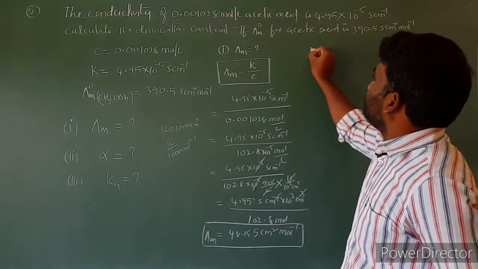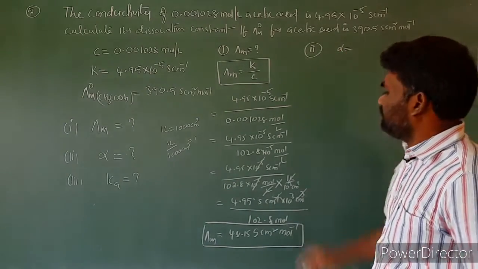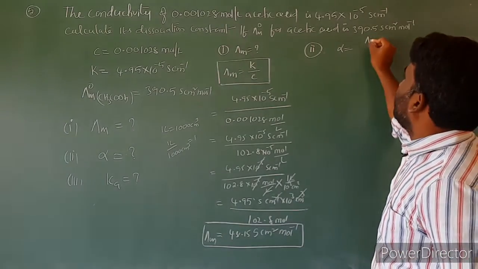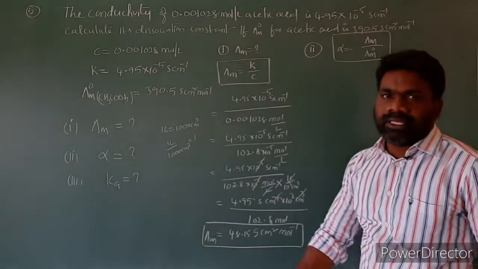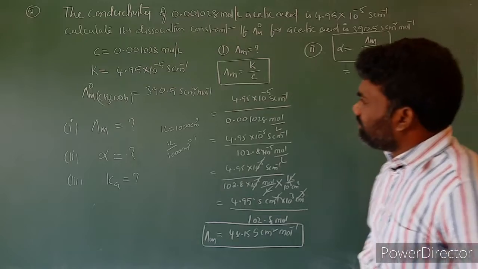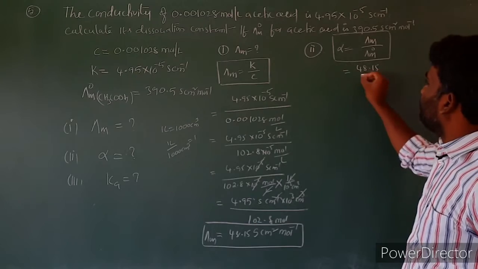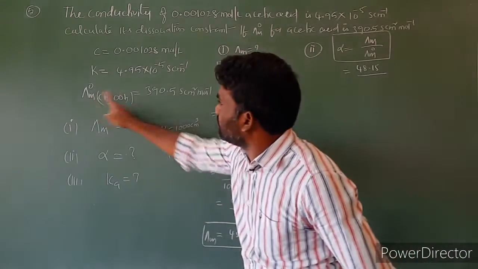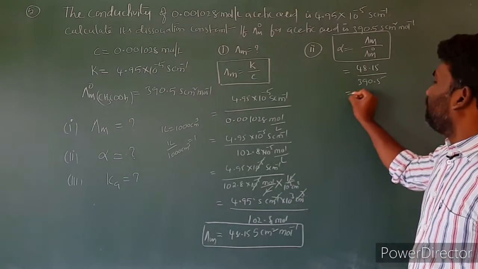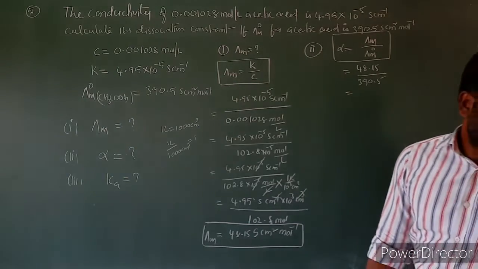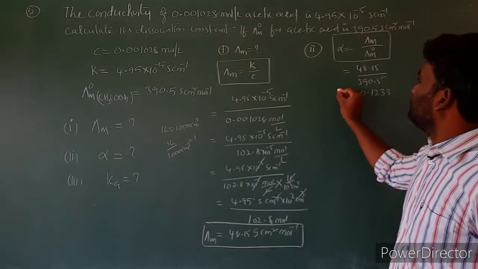Next, second question: we have to find out the alpha value. Alpha is equal to lambda m by lambda m naught. We already got the lambda m value, 48.15, and lambda m naught is given as 390.5. Upon simplification of this value, you will get 0.1233. So this is the alpha value.